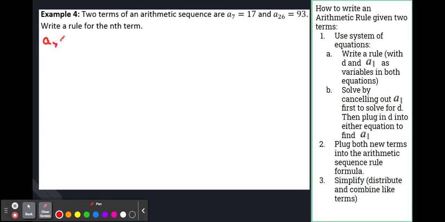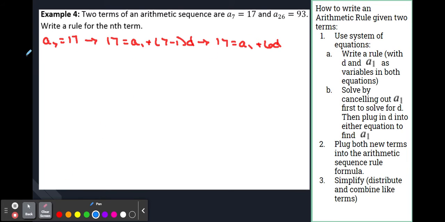So you do one at a time to write your rule. So a sub 7 is 17. So that rule is going to look like this. A sub n, which is 17, equals a sub 1, I don't know, plus n is 7 minus 1 times d. That cleans up, I'm going to skip all those steps, but it does clean up to 17 equals a1 plus 6d. Okay, it's just combining your parentheses. Then you do the second one. Okay, take a sub 26. They're telling me that's 93. Write my rule. And again, what you're going to notice is that your a sub 1 and your d stays part of it.